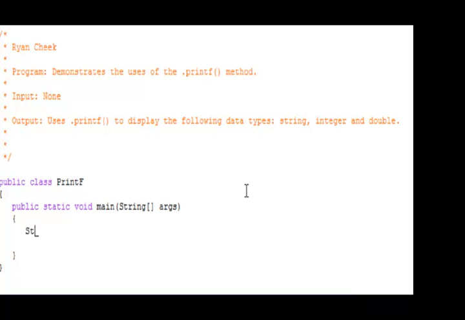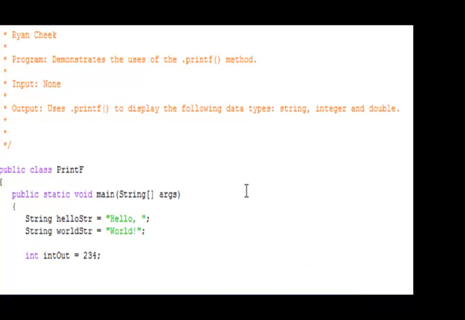So I'm going to create a couple of variables, a couple of strings, and I'm going to create an integer variable, 234. And then a double variable.